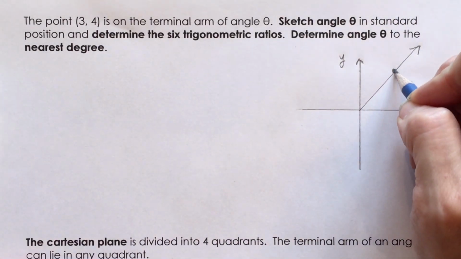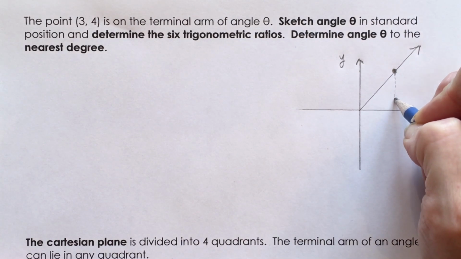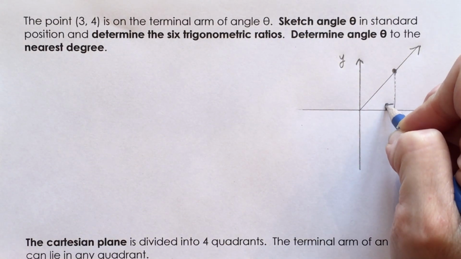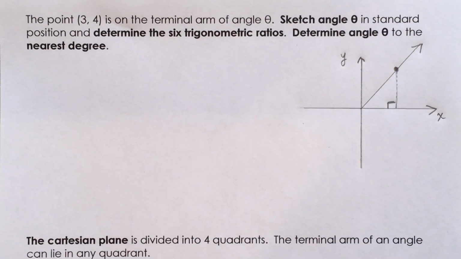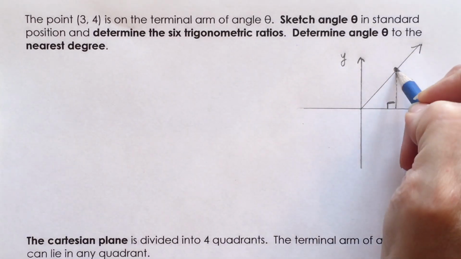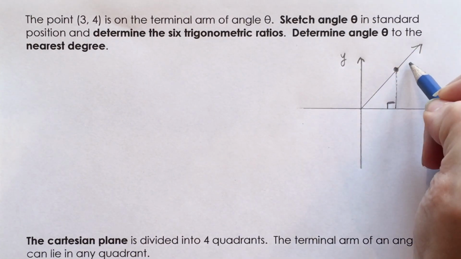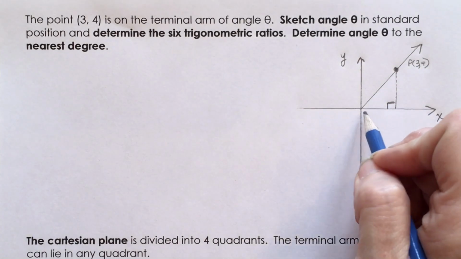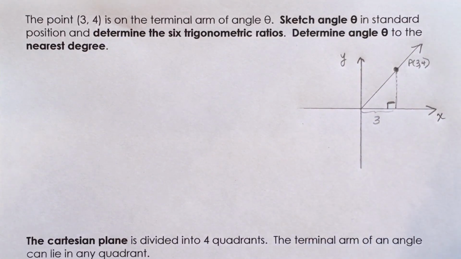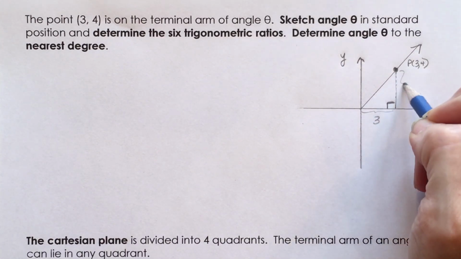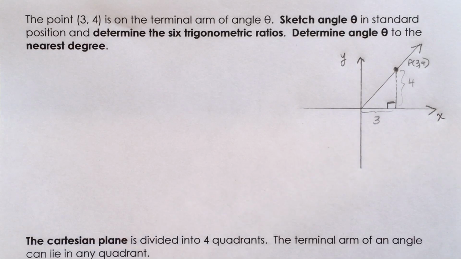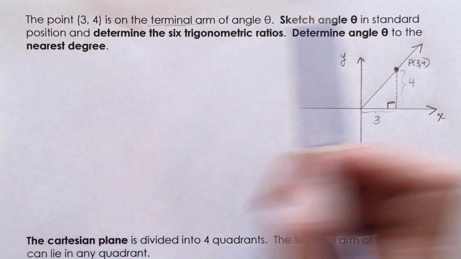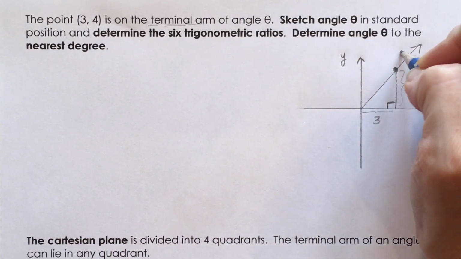And then from our point, draw a line down to the x-axis to make a right angle. You always draw down to the x-axis, never towards the y-axis. So that point there is the point 3,4. But why that's so important is because we now know that this side is 3 long and this side here is 4 high. Okay? And it says the point 3,4 is on the terminal arm, so this is the terminal arm right here.